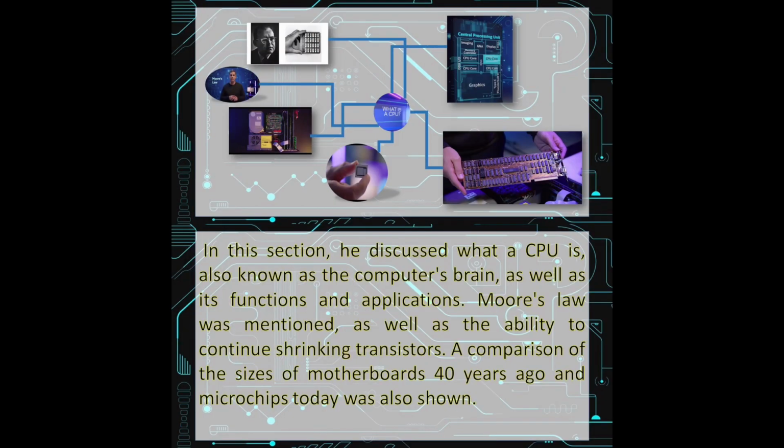In this section, he discussed what a CPU is, also known as the computer's brain, as well as its functions and applications. Moore's law was mentioned, as well as the ability to continue shrinking transistors. A comparison of the sizes of motherboards 40 years ago and microchips today was also shown.